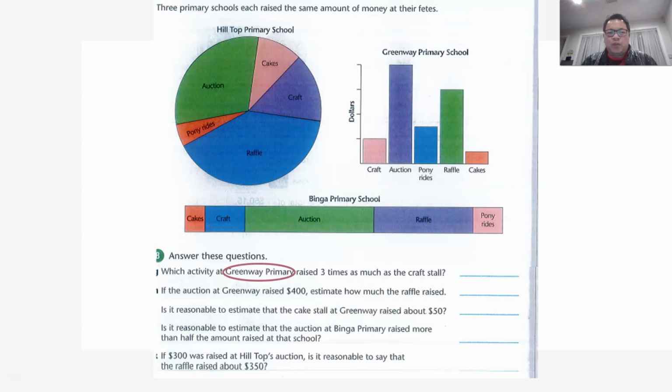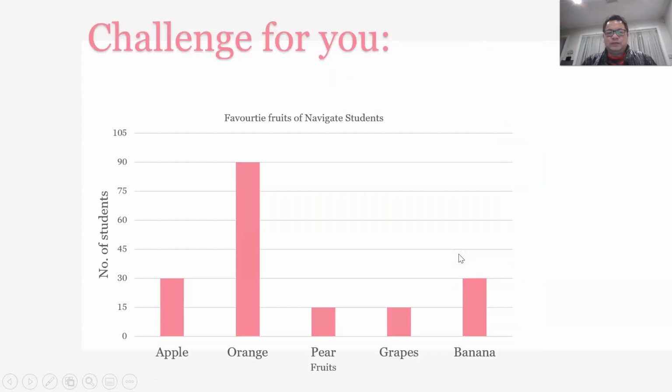Okay, moving down, let's say another activity here. Which activity at Greenway Primary, again Greenway, raised 3 times as much as the craft store? So craft store is here. So which activity actually raised 3 times of this? Oh, the saving grace is this marker here. Very important. 3 times as much. So is it pony rides? Is it raffle draws? Is it cakes? Or is it auction? Think carefully. 3 times as much. Okay, write down the answer.